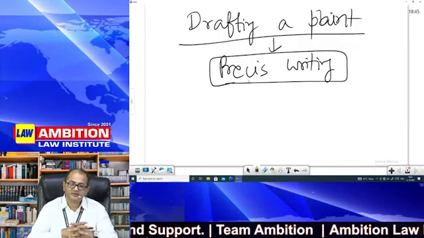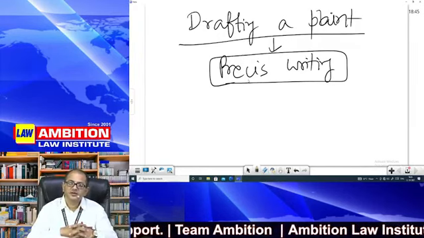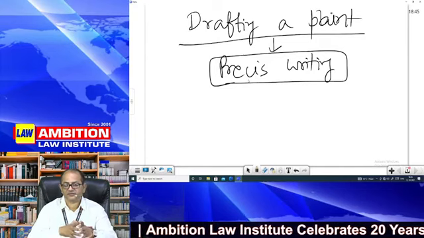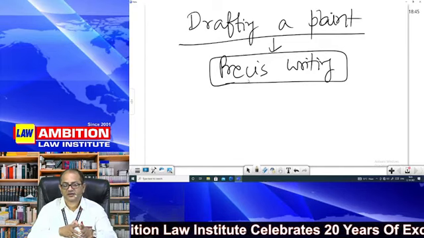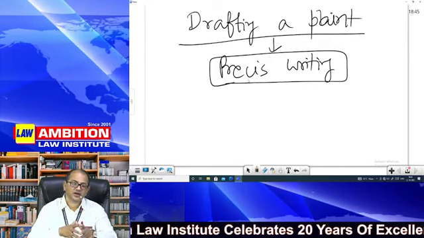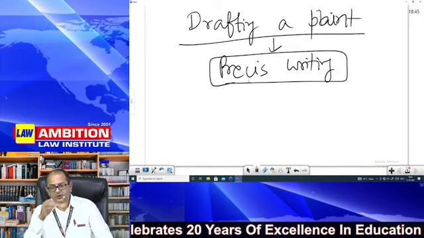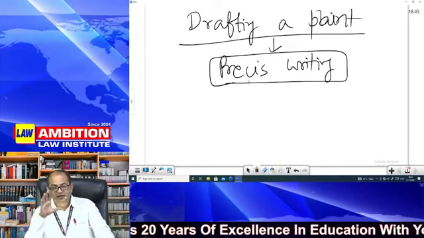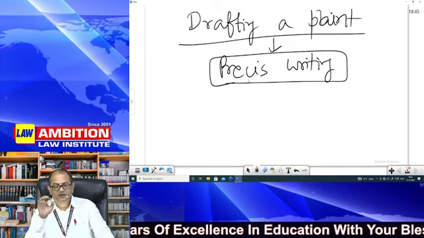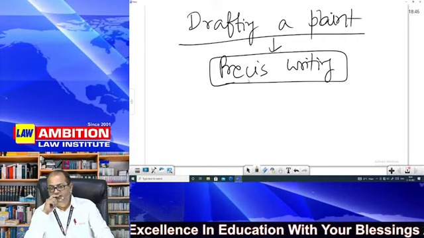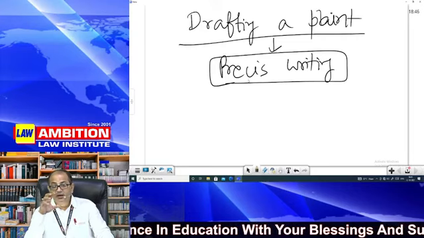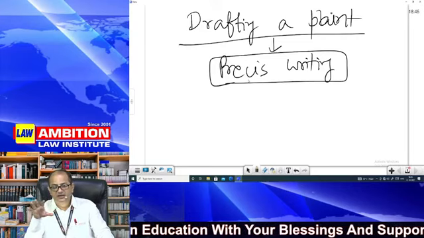Then second, you should write it in active voice, not in passive. You are not telling a story. Now see, English is also used here. Suppose I said précis writing, I said active voice has to be used. So you will have to have an understanding of a little bit of English as well. So English grammar and usage is very important.